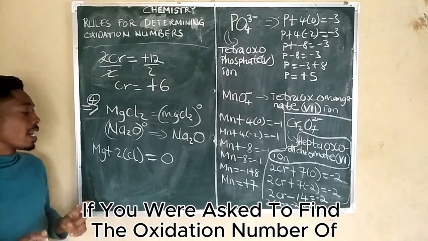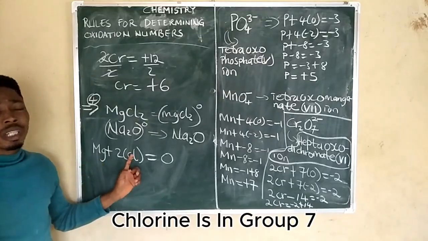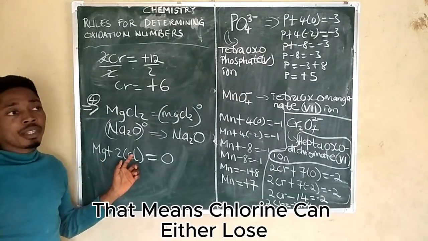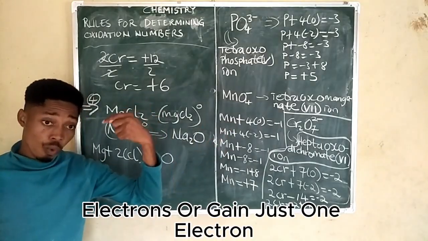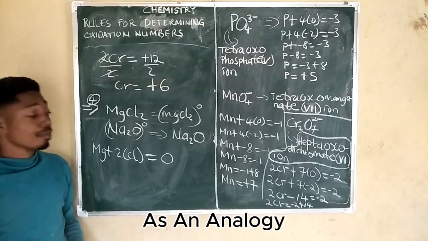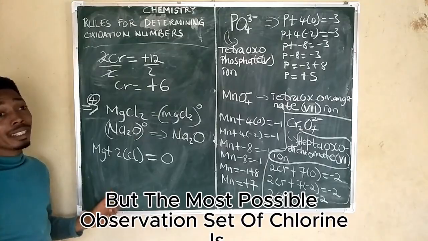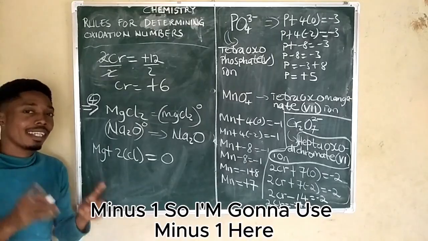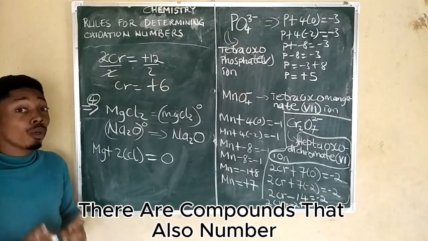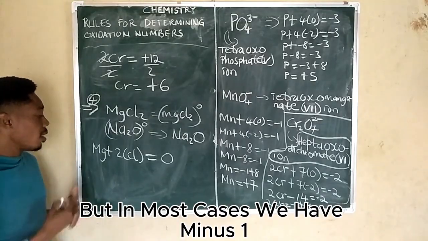If you were asked to find the oxidation number of magnesium, which is what you don't know, chlorine is in group 7. That means chlorine can either lose 7 electrons or gain just 1 electron as a halogen. But the most possible oxidation state of chlorine is -1. So I'm going to use -1 here. There are compounds where the oxidation number of chlorine will not be -1, but in most cases we have -1.